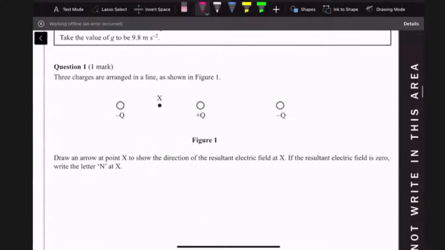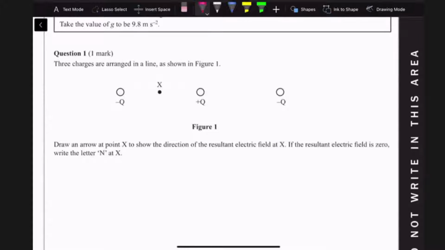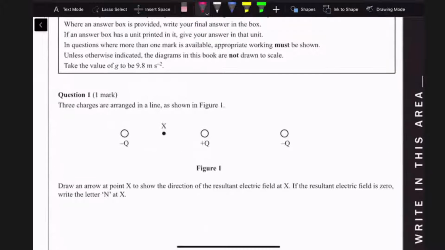So now we have an electric field, and it's asking what's the resultant field at X. So we know in electric fields, the field lines go from positive charges to negative charges. So at X, you can clearly see it's going to go to the left.